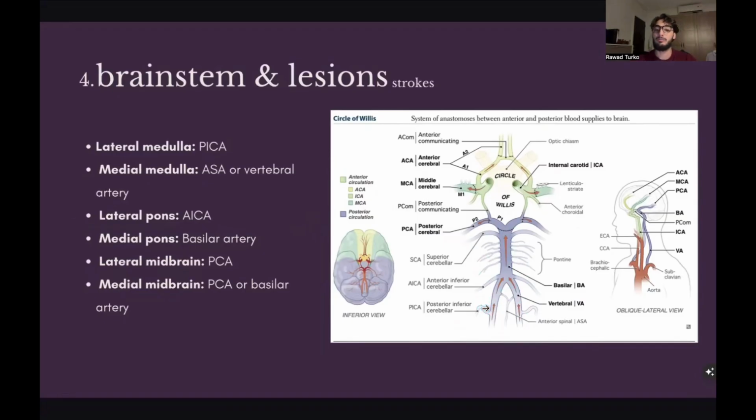Okay, lateral pons would be supplied by the AICA, the anterior inferior cerebellar artery, and then it's going to continue up. So the medial pons would be the basilar artery, or these pontine or paramedian branches of the basilar artery. Lateral midbrain would be supplied by the posterior cerebral artery. The superior cerebellar artery would also supply some parts of it, but it's mostly for the cerebellum. And then the medial midbrain is supplied by also the posterior cerebral artery or the basilar artery. Okay, and then you have your anastomoses right up here.